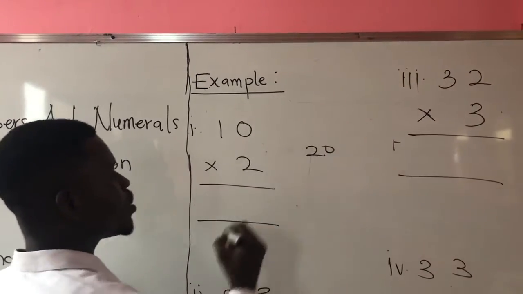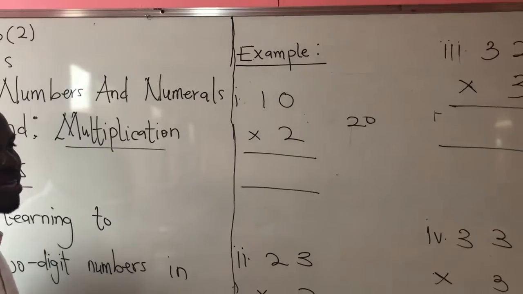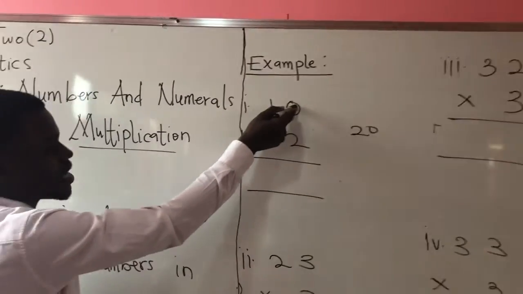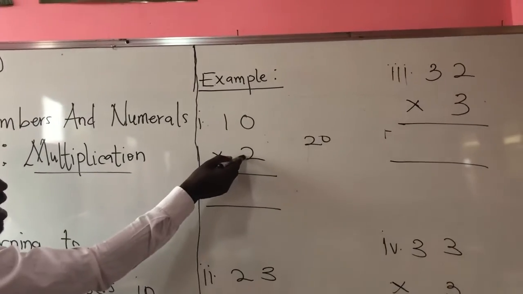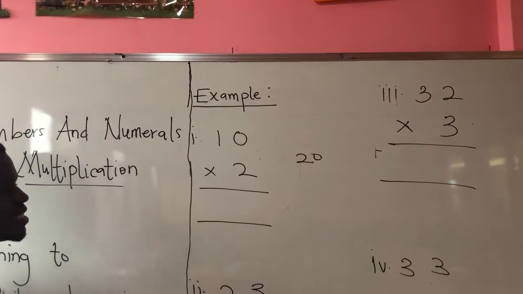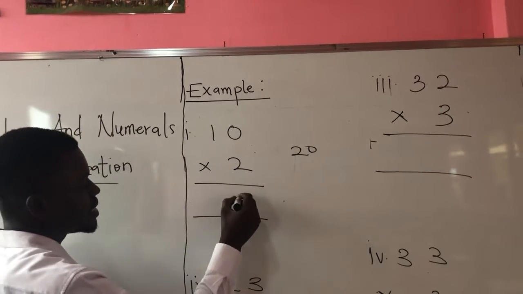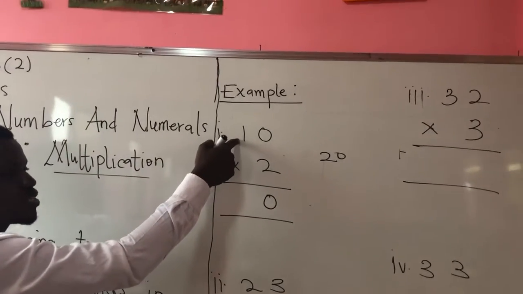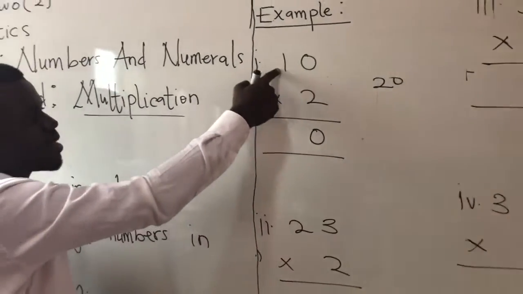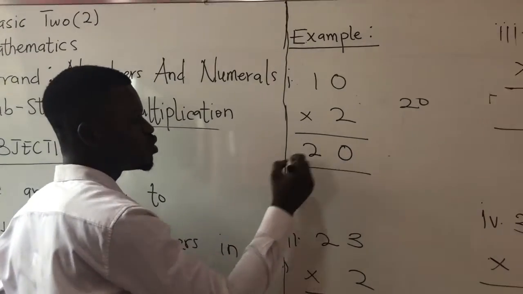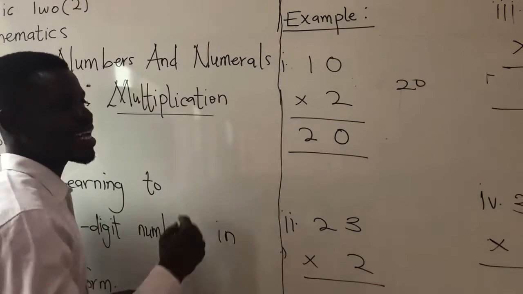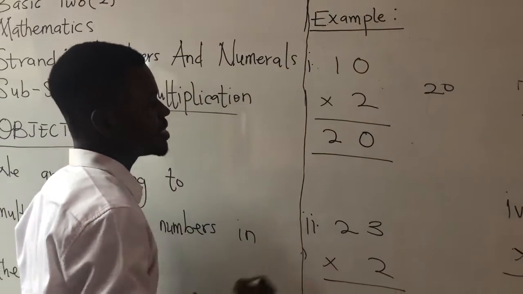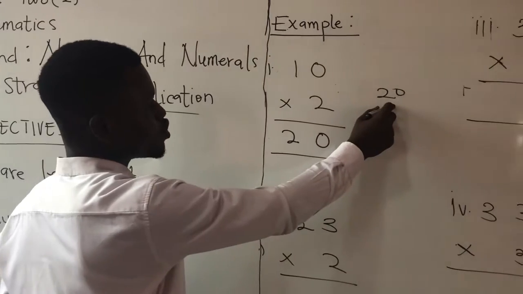We want to see if this is the same as what we did earlier on. So we have 0 here, we have 2 here. So 2 times 0 is what? We all know that a number multiplied by 0 is 0. So 2 times 0 is 0. And we also know that a number multiplied by 1 is the same number. So 2 times 1 is 2. Is it the same as adding the same number repeatedly? Yes, it's the same thing. So you have 20 here, you have 20 here.